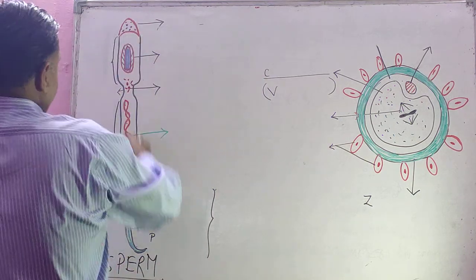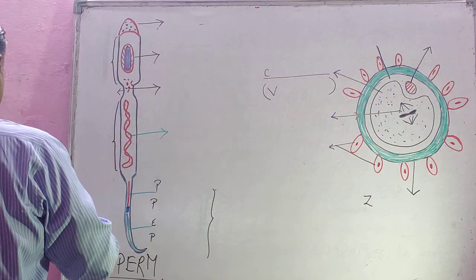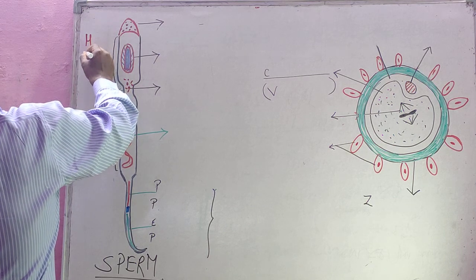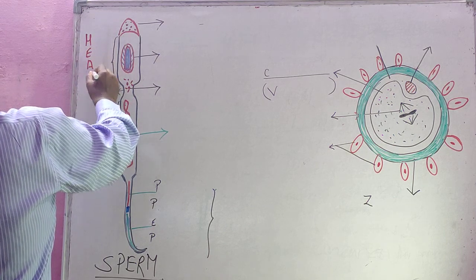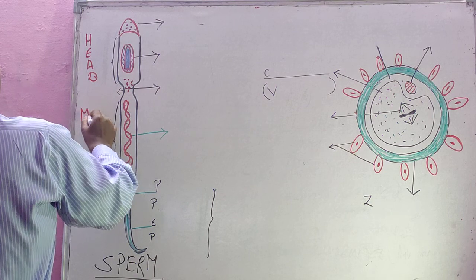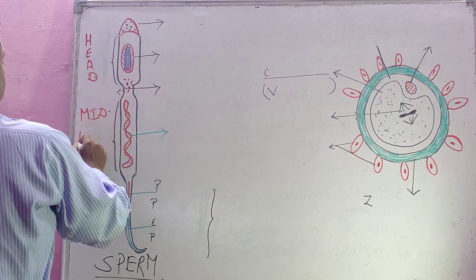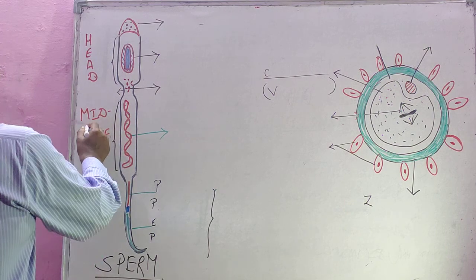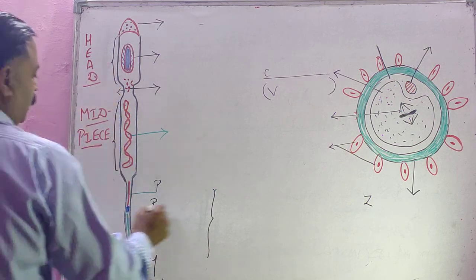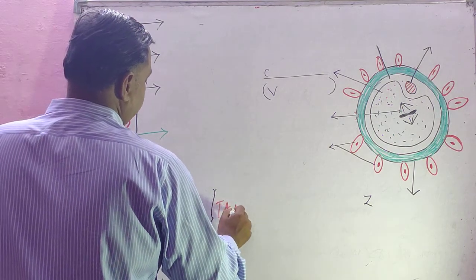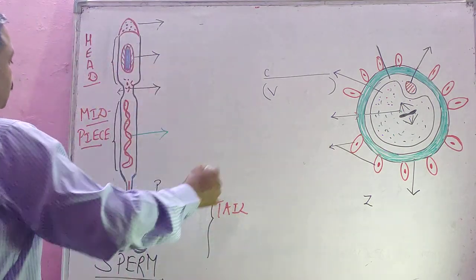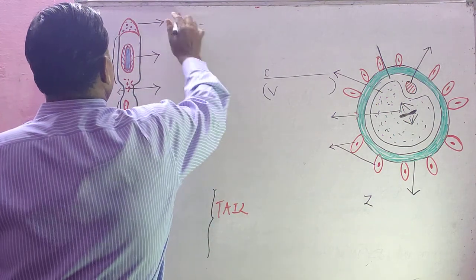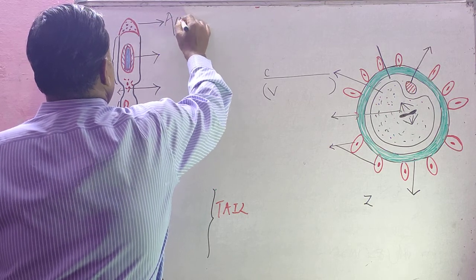Externally it is divided into three parts: head, midpiece, and tail. So these three can be labeled externally, and this head of the sperm has a very popular labeling, acrosome.